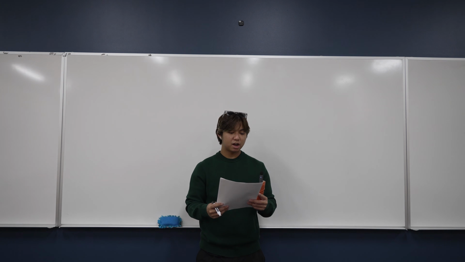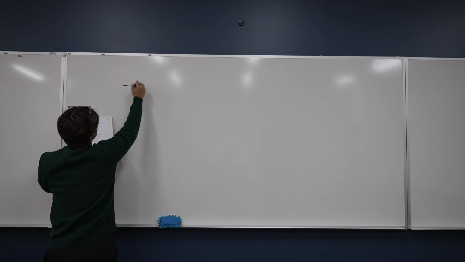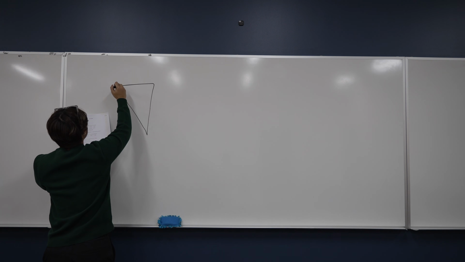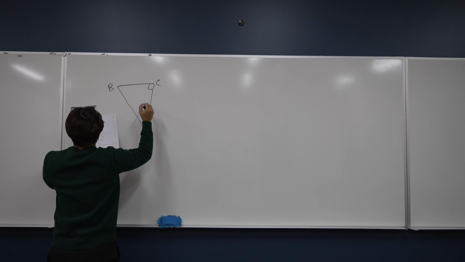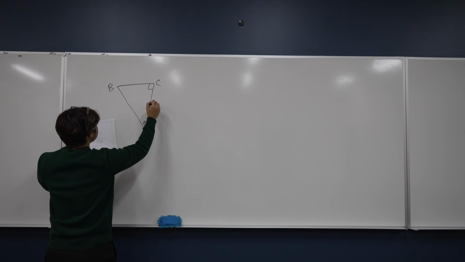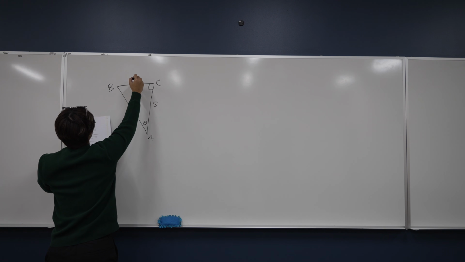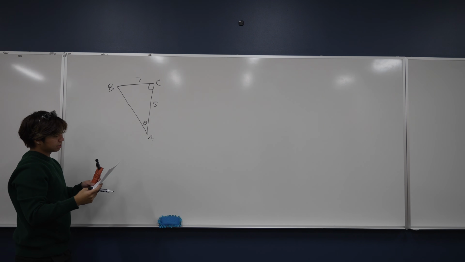And so this is chapter 5, number 9. We are given a triangle, so let's draw this out. We are given point B here, point C here, and we have a right triangle, A. We're given theta here. Side AC is given as 5, and BC is 7. We're tasked to find the tan of theta here.